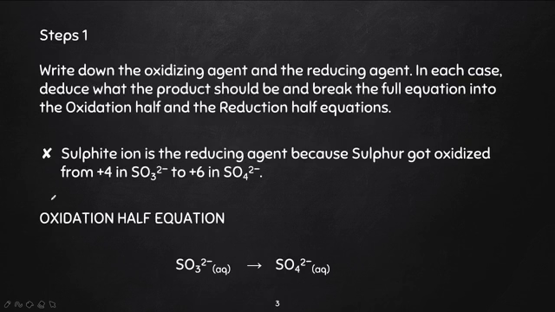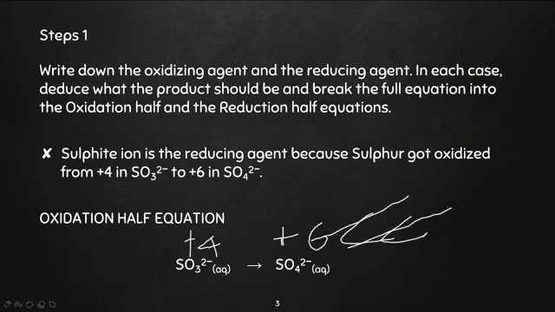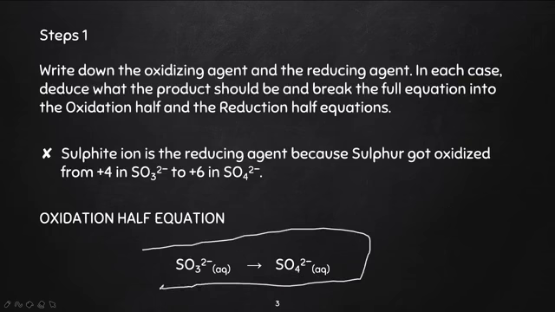The reducing agent in this case is sulfur, because sulfur got oxidized from +4 to +6. In the sulfite ion, sulfur has an oxidation number of +4, and in the sulfate ion, sulfur has an oxidation number of +6. Oxidation can be defined as an increase in oxidation number. So the sulfite got oxidized to +6, and hence is the reducing agent. This is the oxidation half equation, where sulfur got oxidized from +4 to +6.